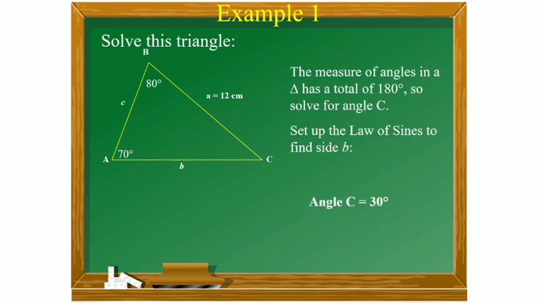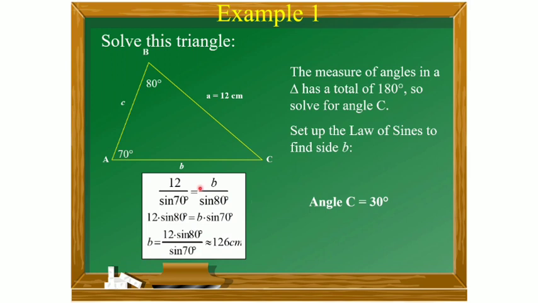Next step, set up the law of sines to find side B. In finding side B, we can use the full fraction of side A and angle A. So our equation will be side A over sine A is equal to B over sine B. If we substitute the values, we will get 12 over sine 70 degrees is equal to, since the unknown is B, we will just rewrite B over sine 80 degrees.